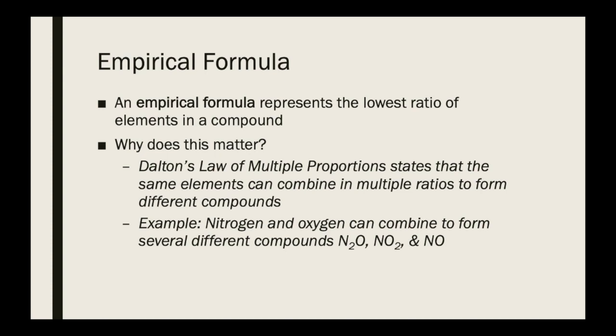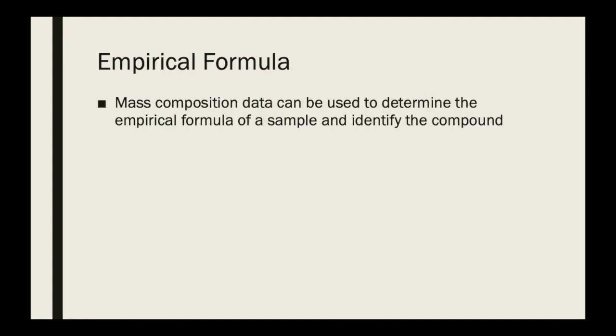And we need a way to determine which compound a sample of these two elements belongs to. Therefore, we can use mass composition data of a particular sample to determine what its empirical formula is and identify the compound. There are several steps to this process.